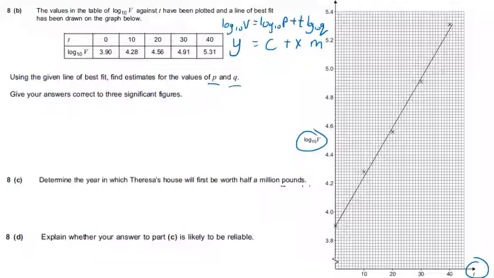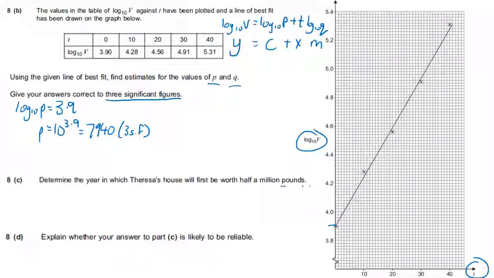So I can read that one off. So I've got log 10P from the y-axis is just 3.9. So P is 10 to the power of 3.9. And if we evaluate that, we get 7940. And read the question, 3 significant figures.